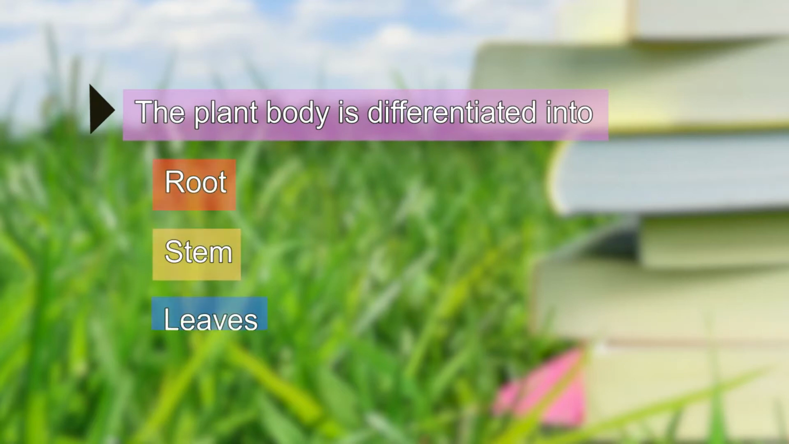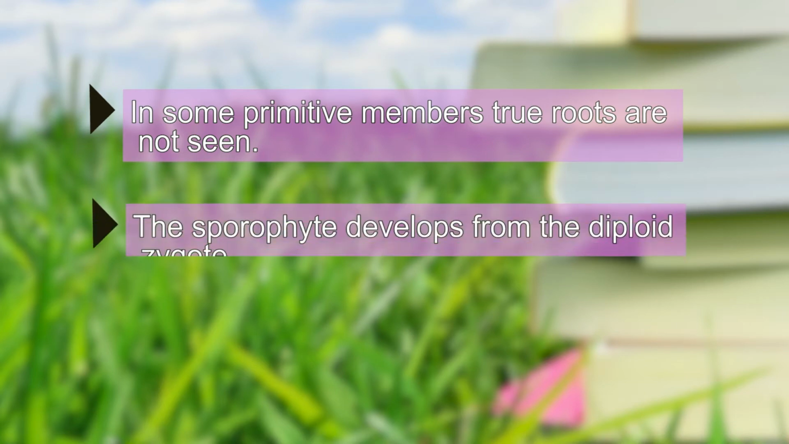Now, if we are talking about the characteristics, we can divide them based on sporophytic characters and gametophytic characters. First, we will be talking about the sporophytic characters. The plant body is divided into root, stem and leaves, although in some primitive pteridophytes, true roots are not present. The sporophyte develops from a diploid zygote.